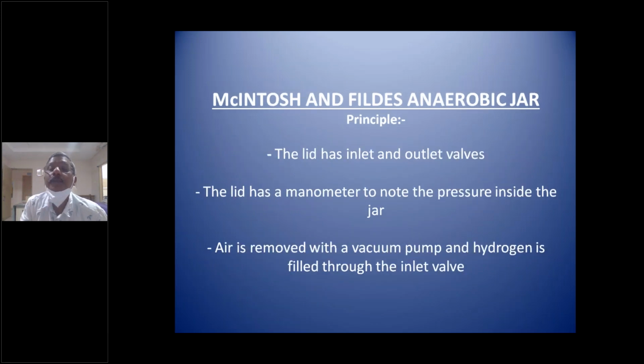The principle: the lid has inlet and outlet valves. The lid has a manometer to note the pressure inside the jar. Air is removed with a vacuum pump, and hydrogen is filled in through the inlet valve. The oxygen is removed, and hydrogen is pumped into the jar. This is the simple McIntosh and Fildes anaerobic jar.